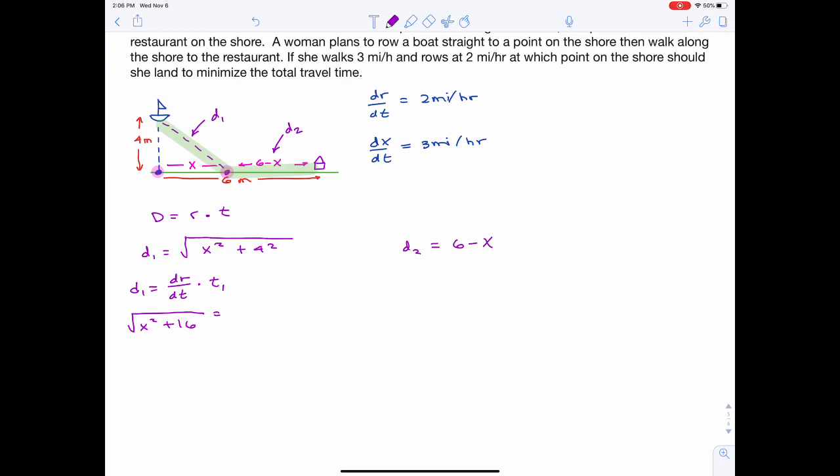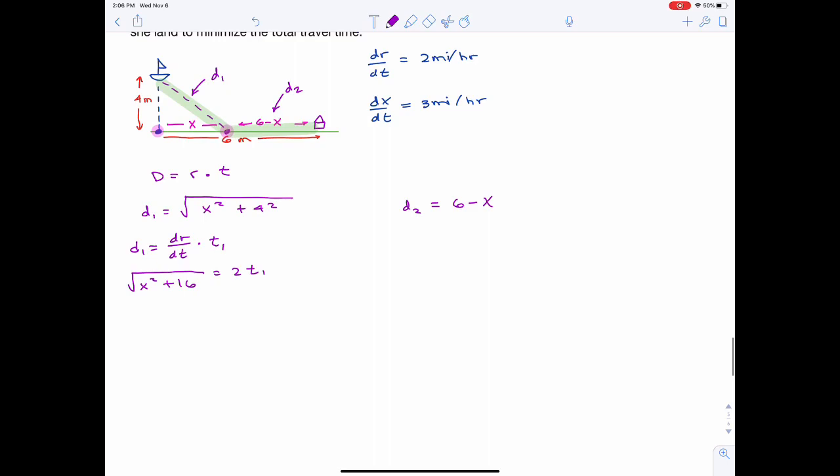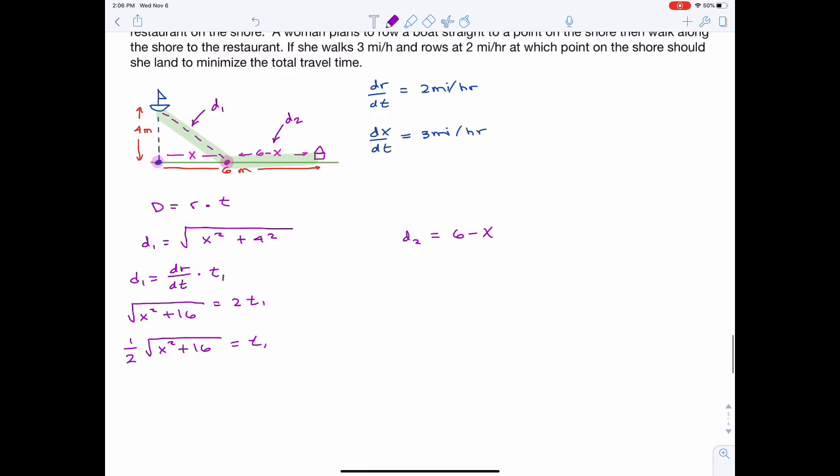Her rate of change is 2, and her time is time 1. So solving that for t, I think you guys would agree, I get 1/2 the square root of x squared plus 16 equals the amount of time that she rows for. Let's do the same thing for her walking.